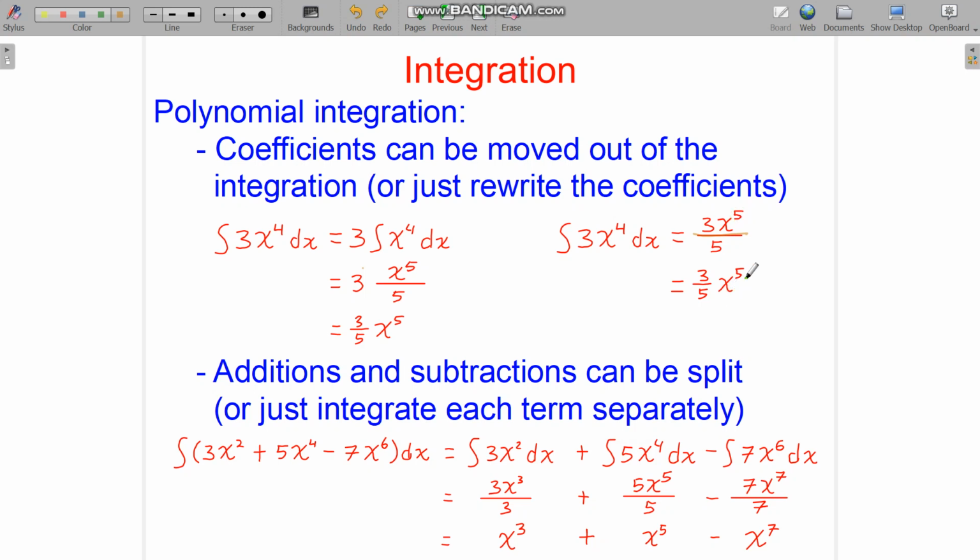Additions and subtractions can be split, or we just integrate each term separately. So we can integrate the 3x squared, we get x cubed. We integrate the 5x to the 4th, we get x to the power of 5. 7x to the power of 6 becomes x to the power of 7.